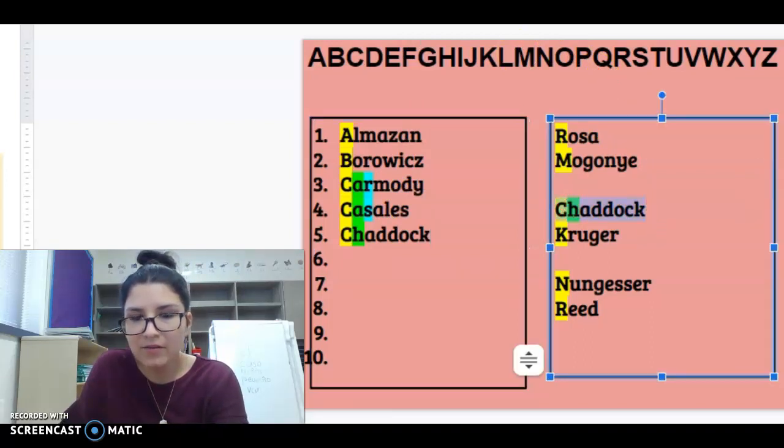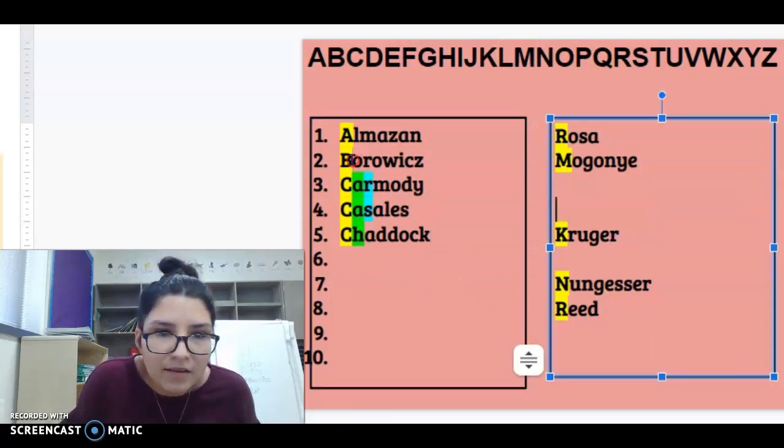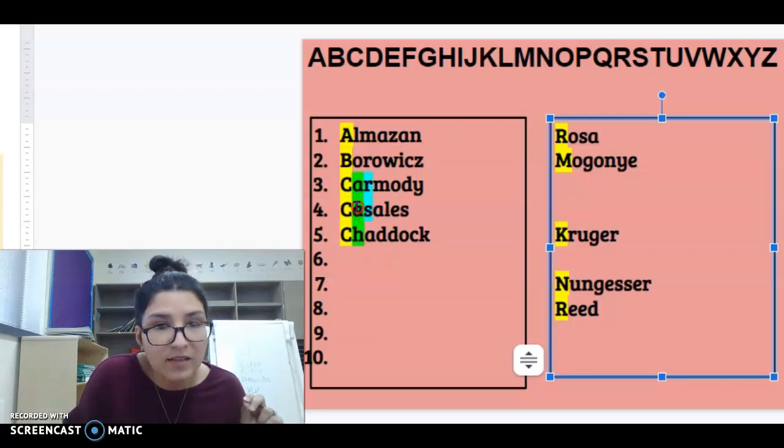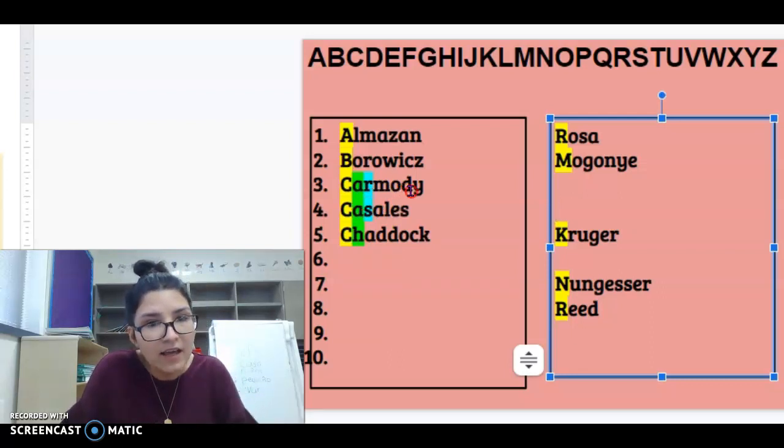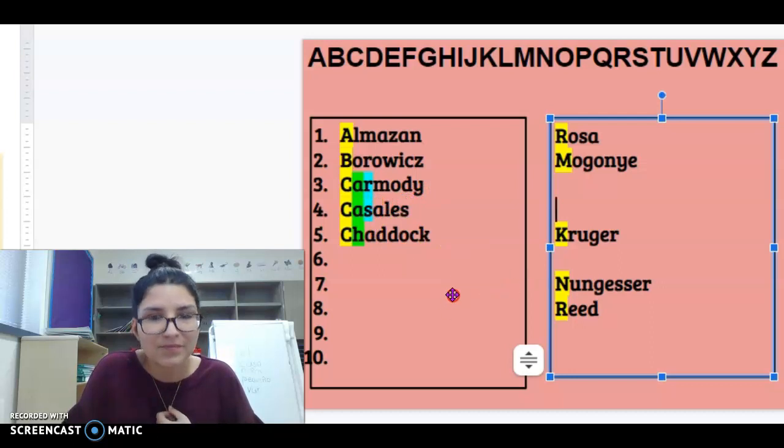Take this one out so we don't get confused. We have Almazan, starts with an A. Borowitz starts with a B. Carmody, Casales, and Chaddock all have a C for the first letter, but then we went to the second letter and noticed that Carmody and Casales have an A. So we had to figure out which one would go first, and we said Carmody, because R comes before S. All right, let's keep going.